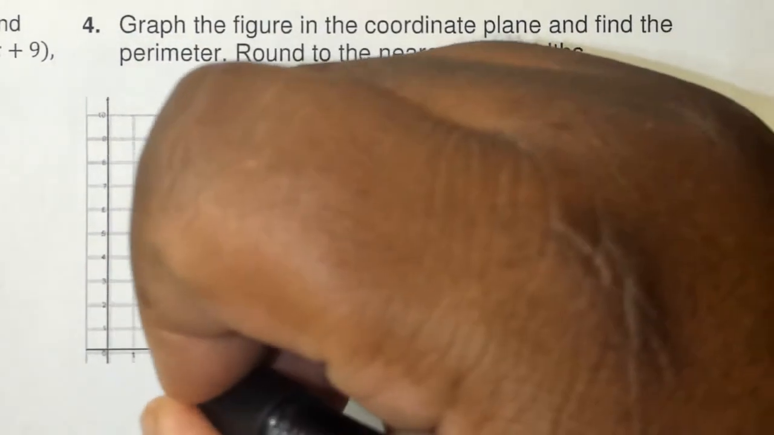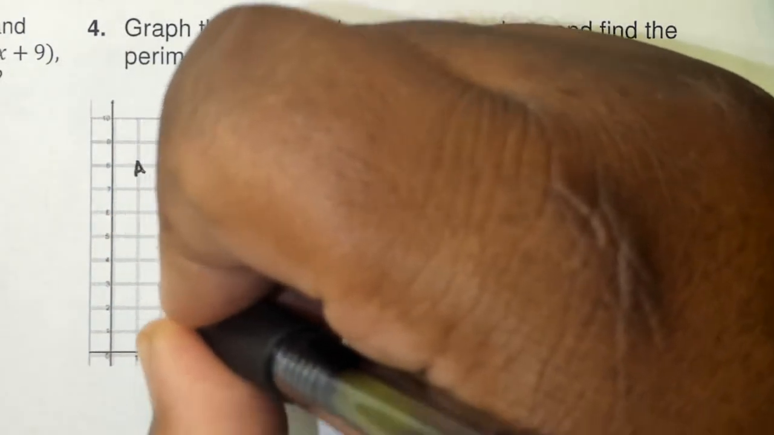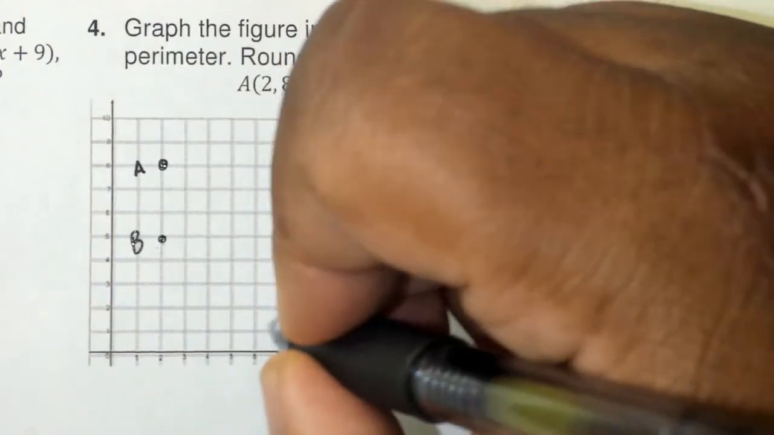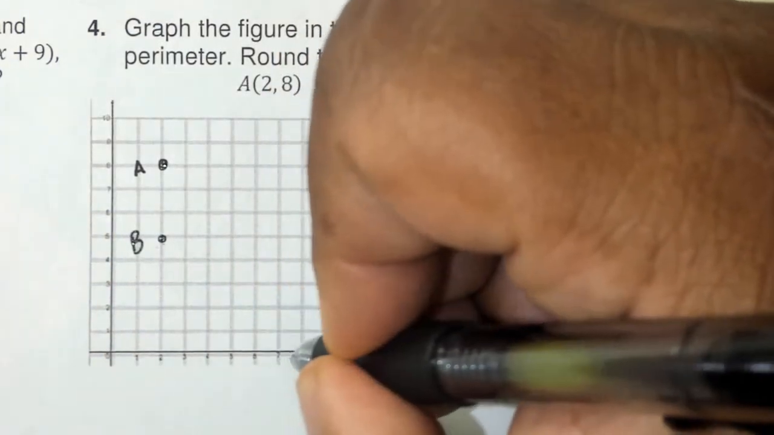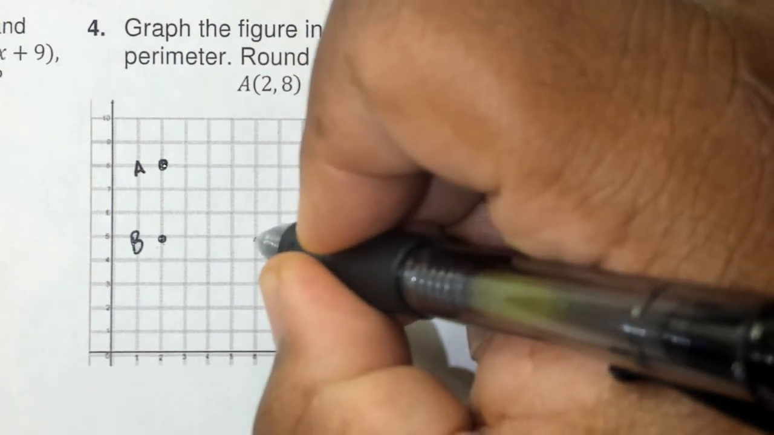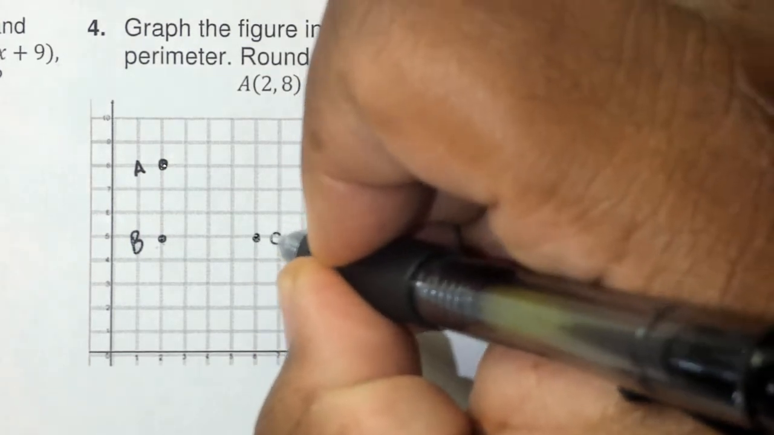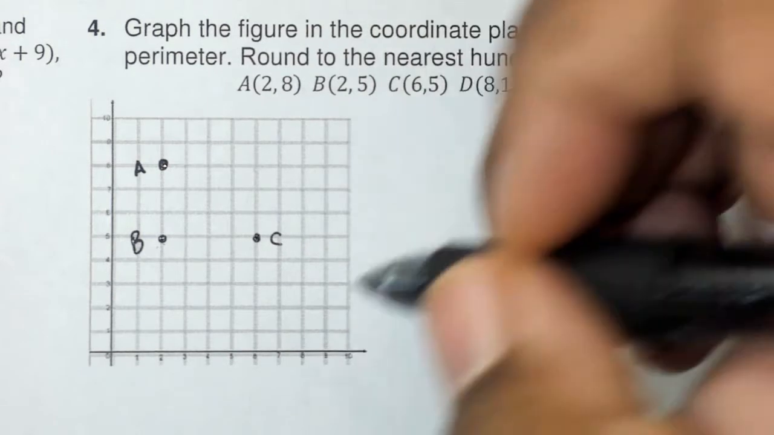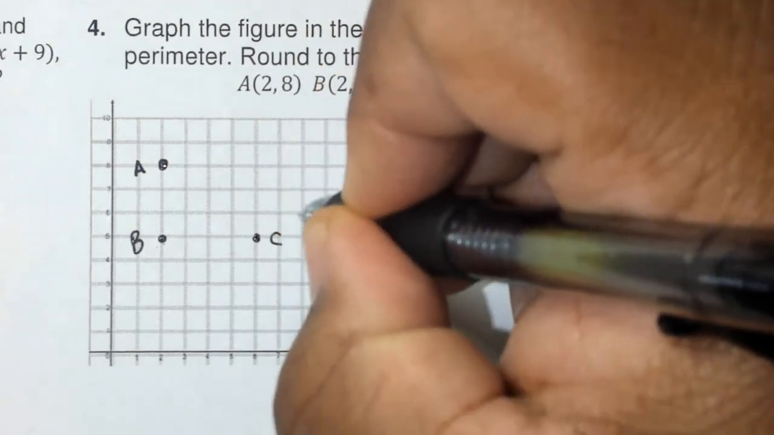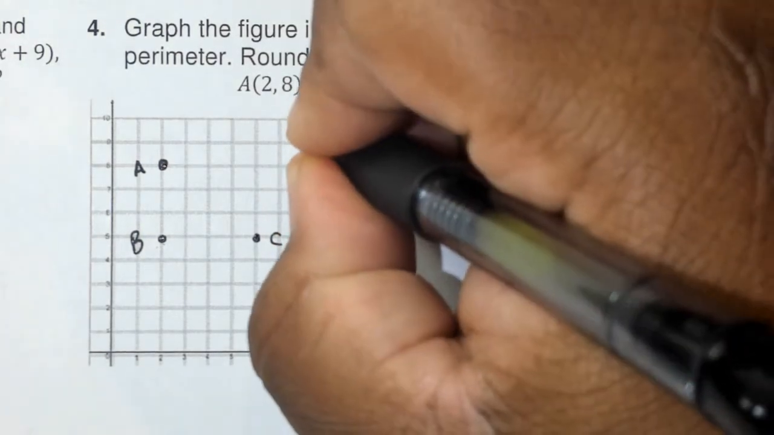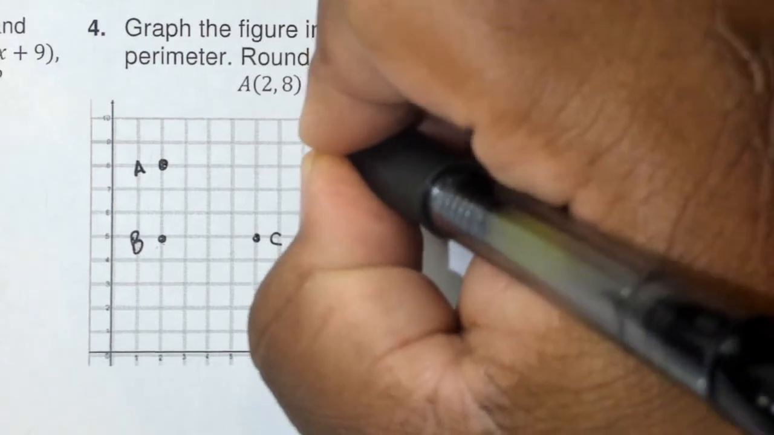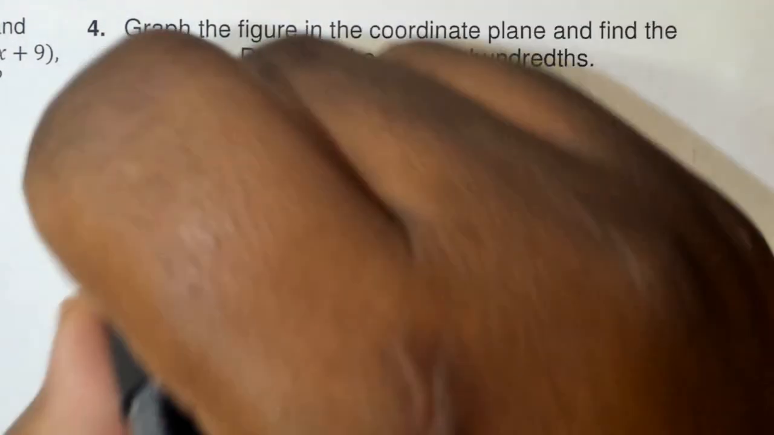On the coordinate plane, they said A is at 2,8. So that's my point A. Said B is at 2,5. Point B. Then they said C is at 6,5, point C. Then they said D is at 8,10. 8, up 10, all the way over here. This is my point D.